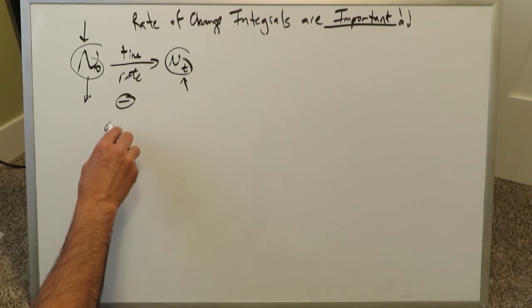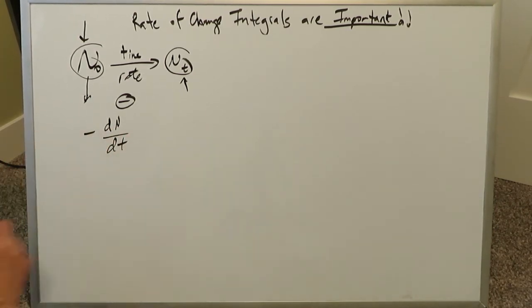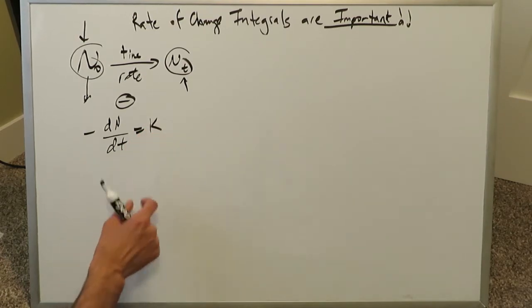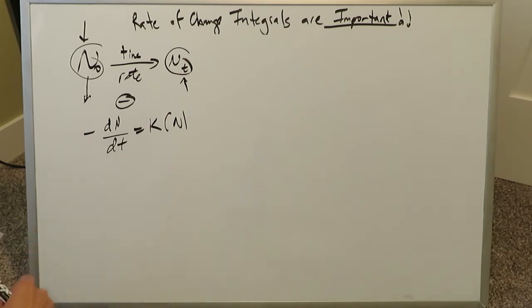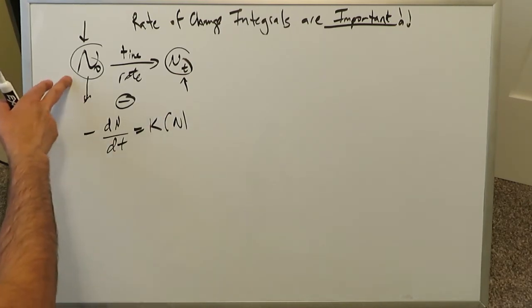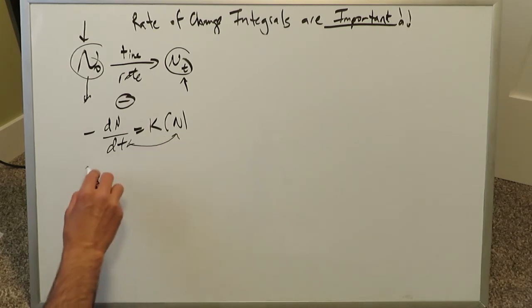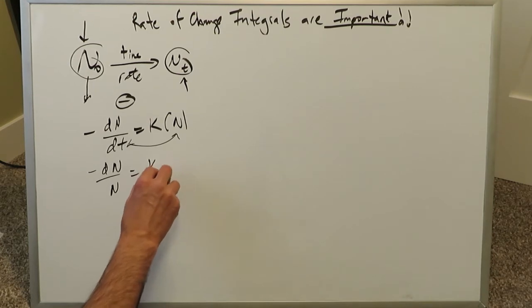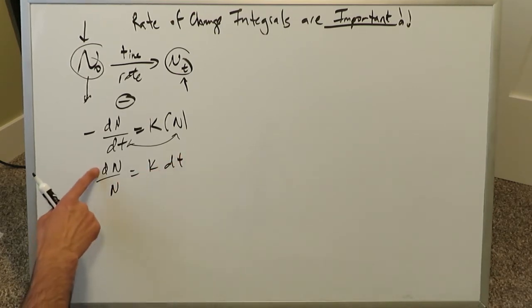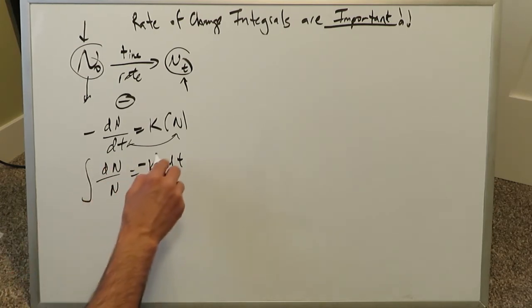You're looking at essentially a change in the number of nuclei over a change in time, minus, is equal to some sort of k rate constant multiplied by, of course, the number of nuclei that this reaction is dependent on, the initial nuclei. You can flip this dt and N. You can have minus dN over N is equal to k dt. You could take the minus and bring it across. Now you have a derivative very well established which can be easily integrated.